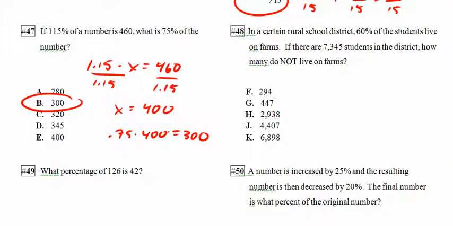In a certain rural school district, blah, blah, blah, capital letter, watch out. 6% live, how many don't? Well, I'm just going to go with 40%. That should get me here.